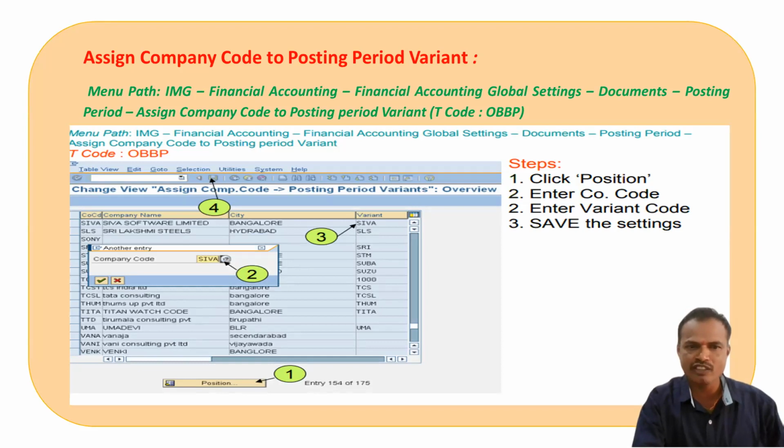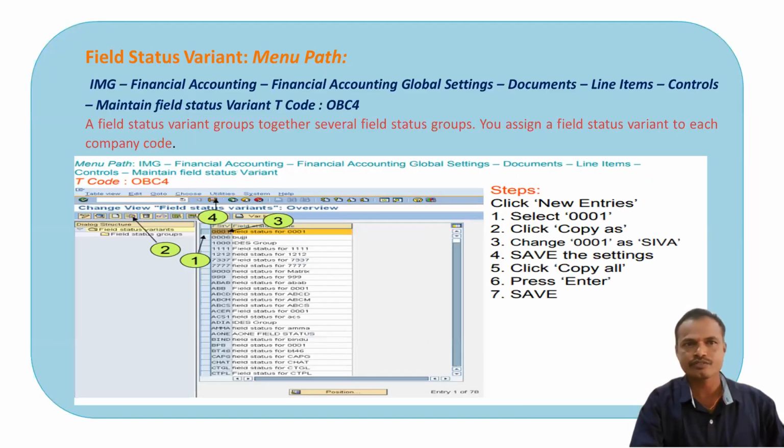In that, you go to the position button to select your company code, and after selecting the company code, go to the variant section. You assign the variant here, and after assigning the company code to your variant, you go to the save button. After saving this, the data will be saved in the system.